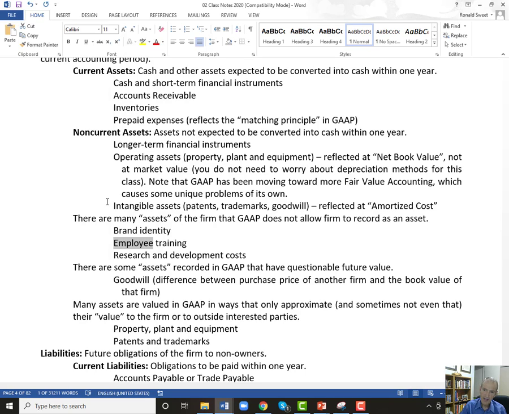Research and development, I know there's a lot of accounting rules on that. We'll talk some about that when we get into Project 1. But for a lot of firms, their research and development costs must be expensed. They cannot put them on the balance sheet. Some firms are allowed to put that research and development on the books. So it depends on the firm and on the accounting rules.